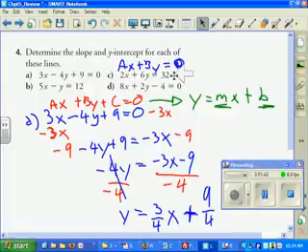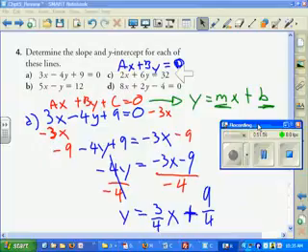So anytime you're in an equation of one of these two forms, use inverse operations to get us to y equals mx plus b format, and from there you should be able to determine your slope and your y-intercept once you get into the y equals mx plus b format. Good?